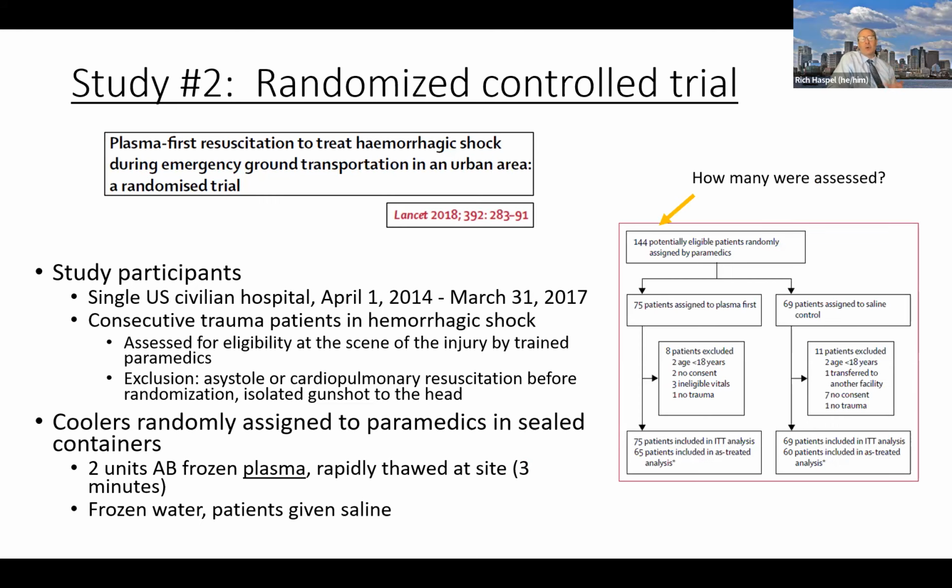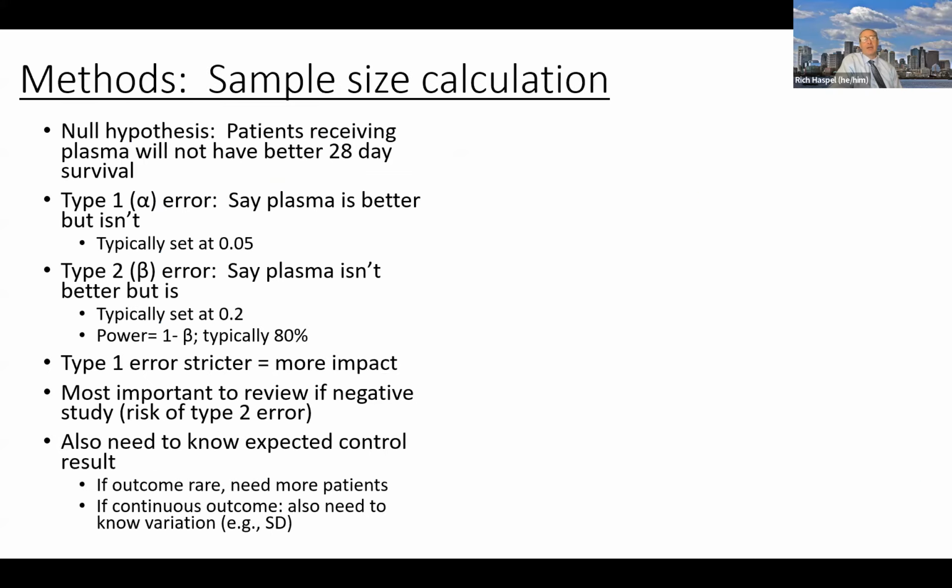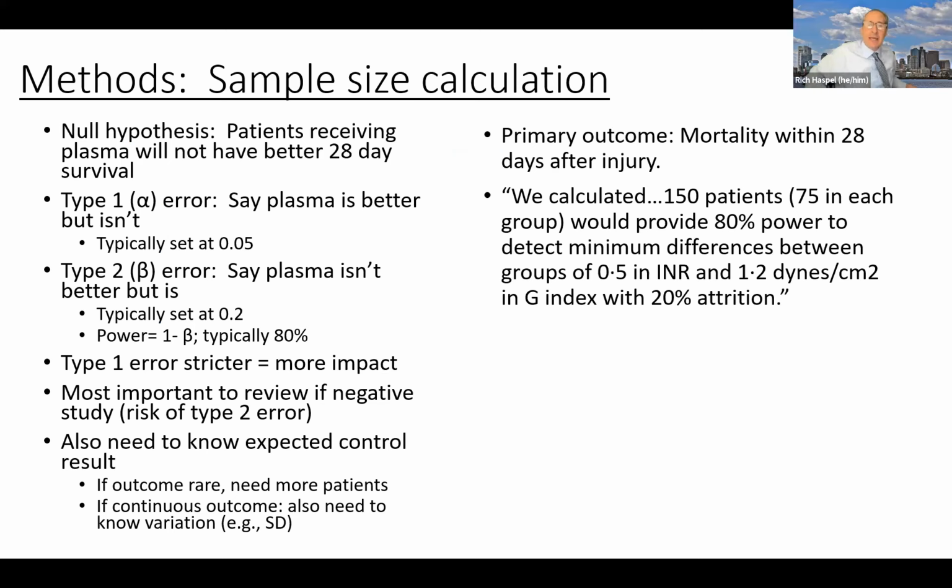And first of all, one thing that was lacking here, they didn't say how many patients they need to assess. If they need to assess 30,000 patients, it shows how hard it is to find. They might have been too exclusive in their criteria or difficult to implement. But there was minimal dropout of the patients included. Okay, so these were the stuff I had before about the issue with the sample size calculation. So here the primary outcome was mortality within 28 days after injury. And they said we calculated 150 patients would provide 80% power to detect a minimum difference between groups of 0.5 in INR or something with the TEG.